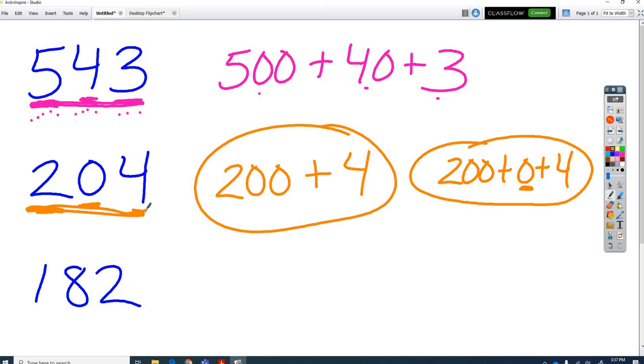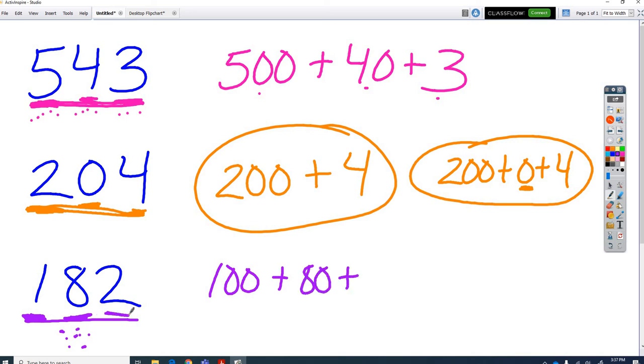All right, and then let's look at the last one, 182. So remember, 182, you have 100. So we'd have 100. We have 8 tens. So it's like 10, 20, 30, 40, 50, 60, 70, 80. 8 tens, that's 80. Plus the 2 ones, that'd just be 1, 2. 182 is the same as this 182. Are we kind of getting it?